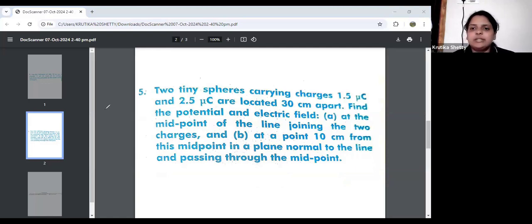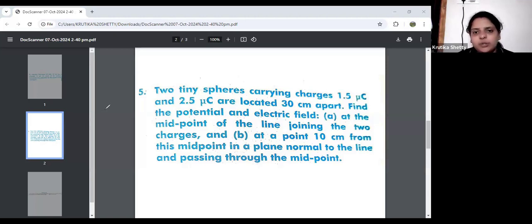So there are two spheres. They have given the charges as 1.5 microcoulomb and 2.5 microcoulomb. Then the separation between the spheres is given. First, look at the question: at the midpoint of the line joining the two charges, you have to find the potential and the electric field. So both potential and electric field we have to calculate.